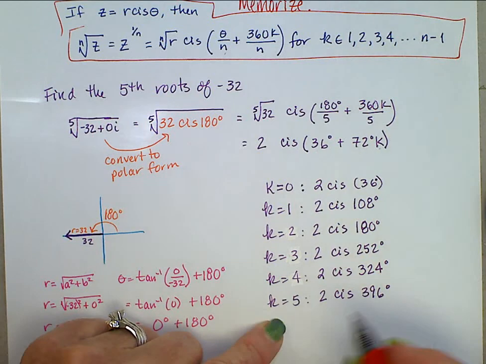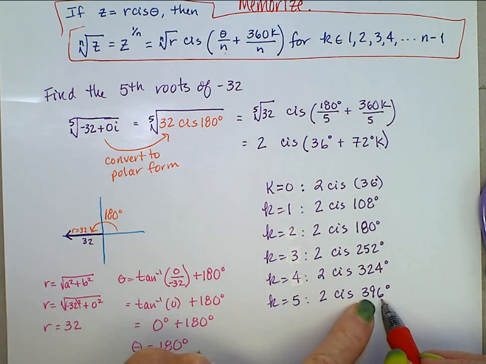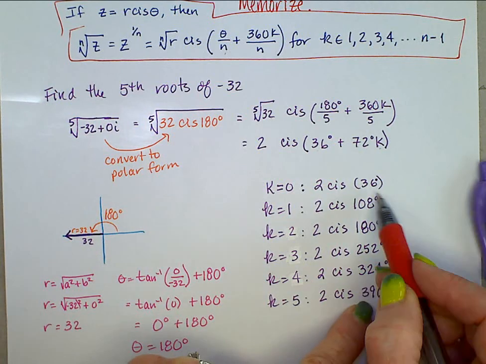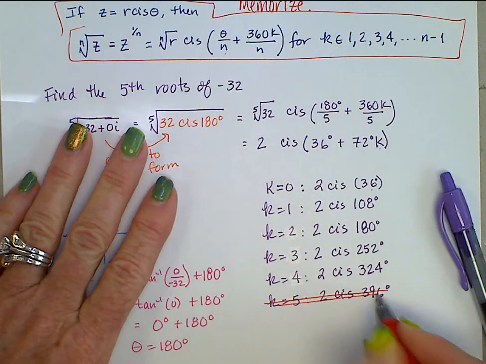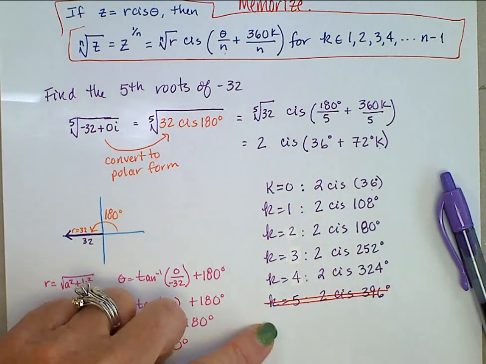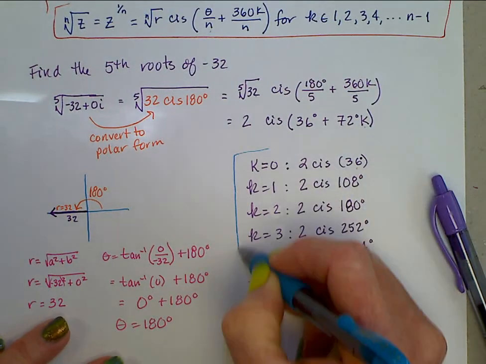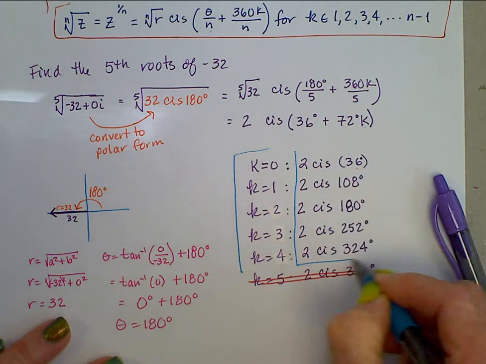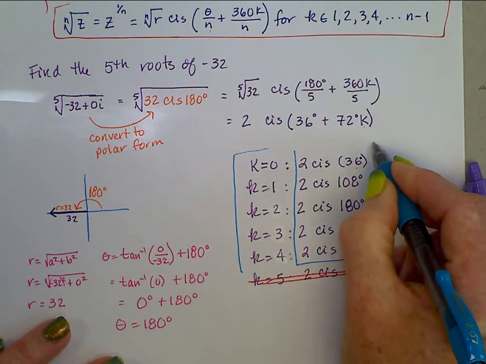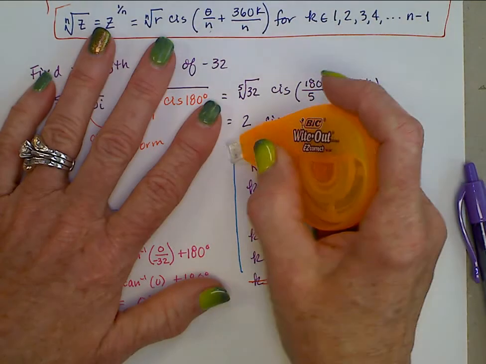The other thing is if you forget that and you keep going, right there at 396, subtract the 360 to get back within 1 time around, and you're right back up here at this first one. So this one we never should have even calculated. That's it. Here are your 5, oops, I should have put that there. There's your 5 fifth roots of negative 32. And we knew there would be 5 of them.